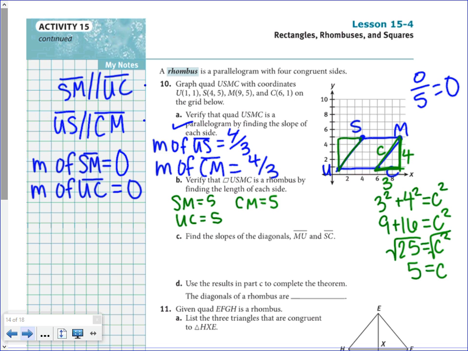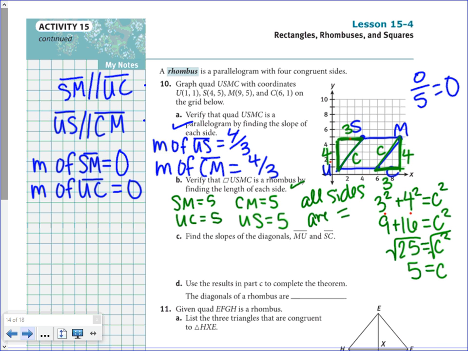From here, we can look at US. This side length is 3 and this side length is 4. And then we're looking for the hypotenuse. If you notice, we just did one with a 3 and a 4. And so that means that our C on that little triangle is also going to be 5. So that means that the length of US is 5. So all of our sides are congruent. They're all 5. So that means that yes, it is a rhombus. All sides are equal.